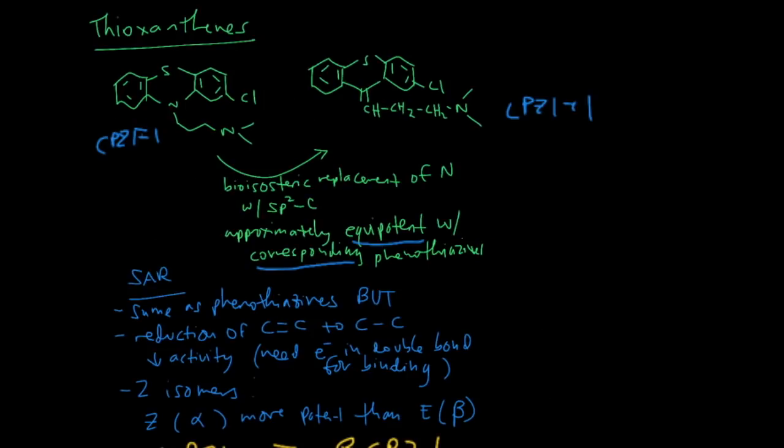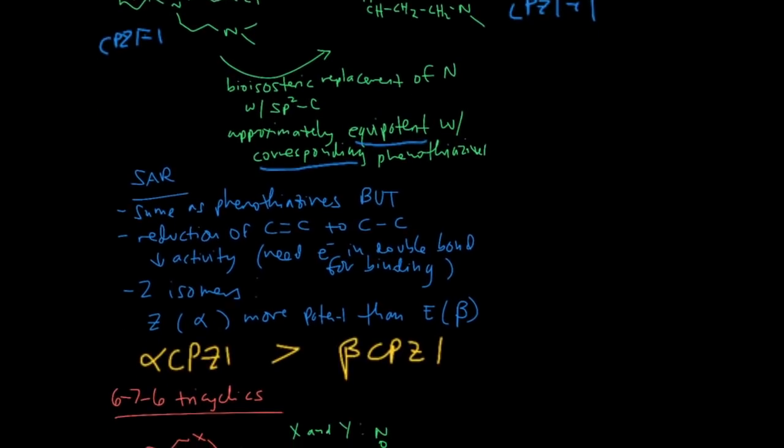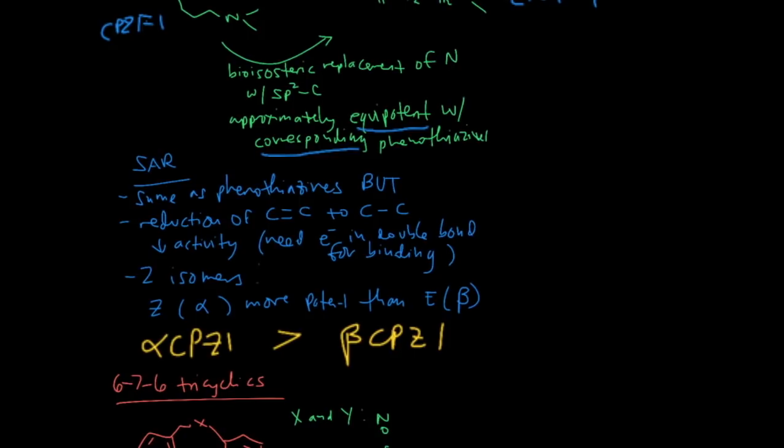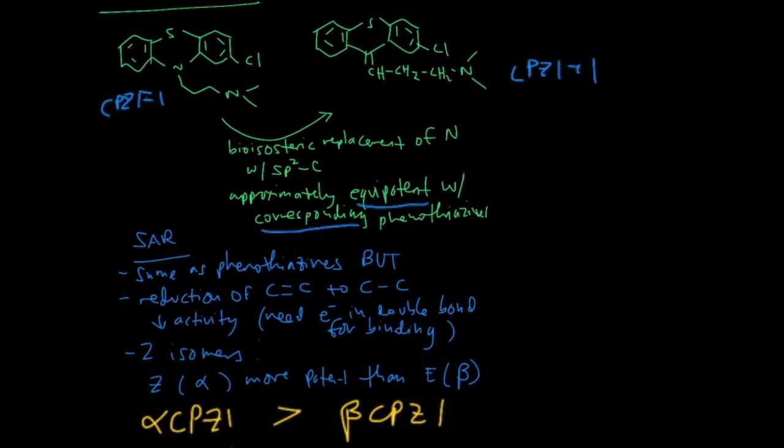Thioxanthenes, remember, are basically your prochlorperazines, except you're changing this N to a double bond. Equally potent to the corresponding phenothiazines. SAR is the same as phenothiazines, but if you reduce the C double bond C to a C single bond C, you will get reduced activity. You have 2 isomers, your Z and your E. Your Z isomer is more potent than your E isomer.